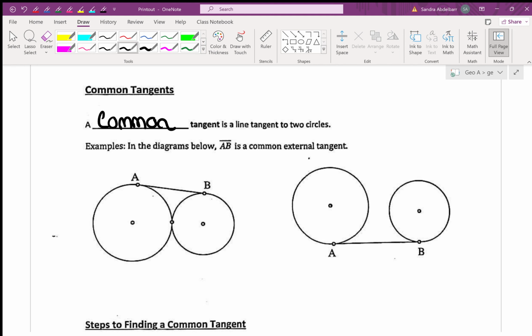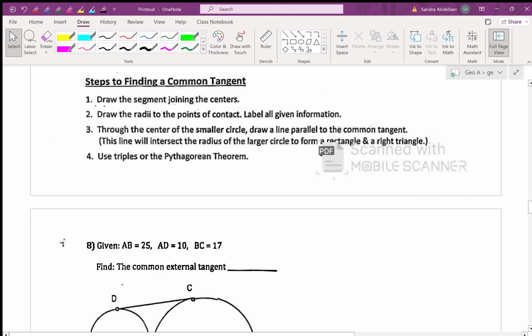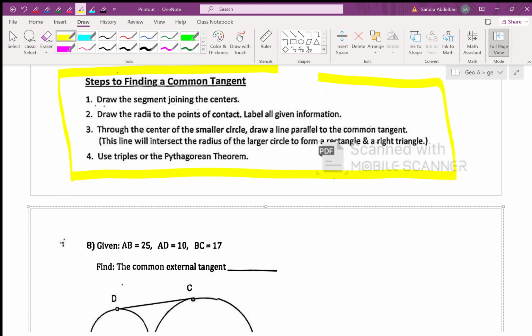So there are steps to find a common tangent. You must memorize these steps. You want to memorize these steps. We'll read through the steps and then I will demonstrate it for you. Draw the segments joining the centers. Draw the radii to the points of contact. Label all given information. Now this is huge.